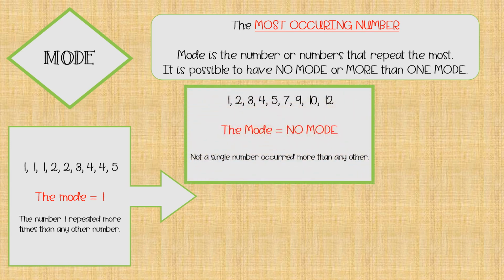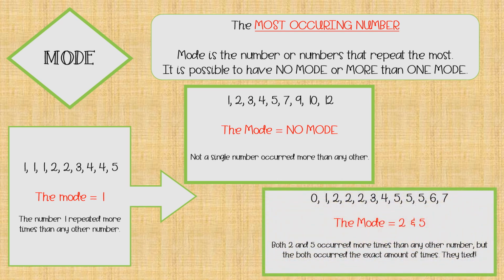So the number 1 repeated more times than any other number. But look at the second scenario. So here I've got the numbers 1, 2, 3, 4, 5, 7, 9, 10, and 12. None of those numbers, not a single one, occurred more than any other number. Therefore, there is no mode here. None of them repeated more than any of the others.